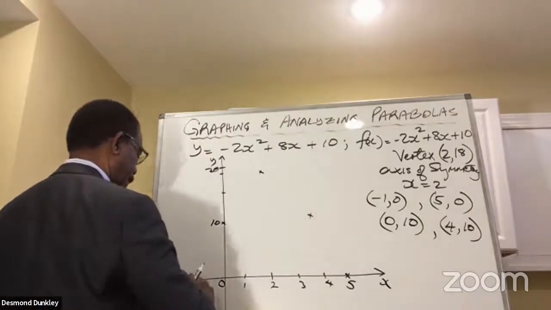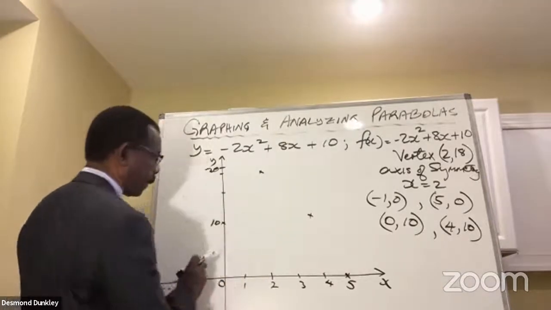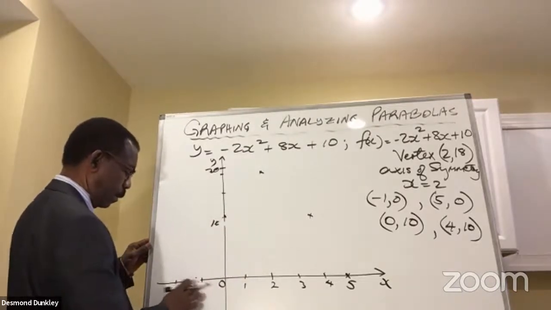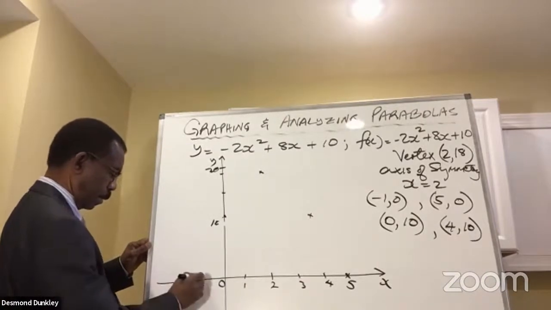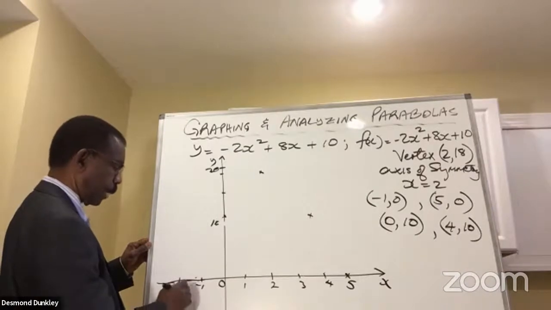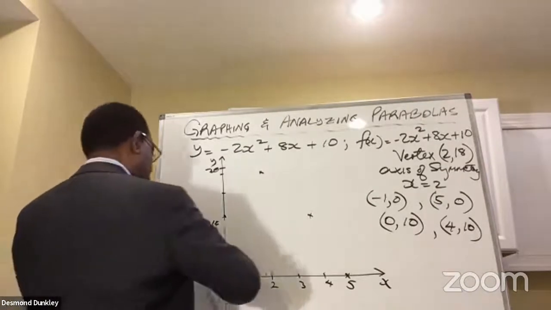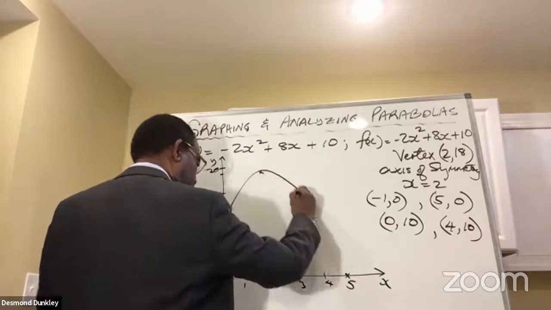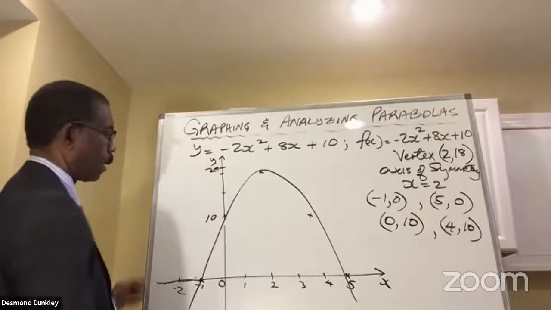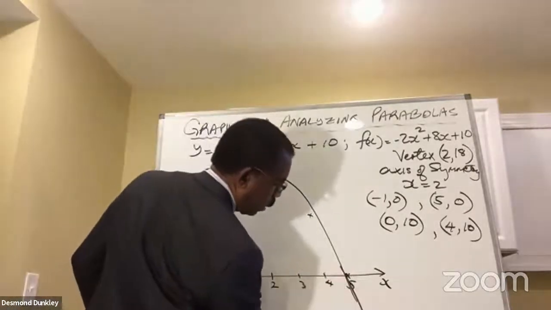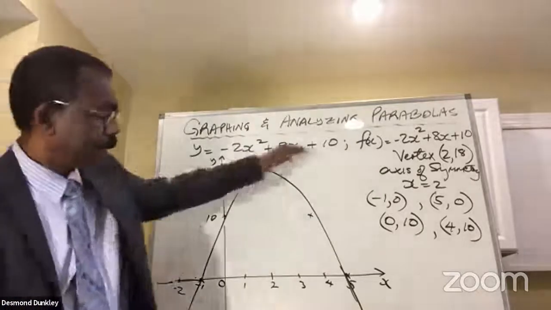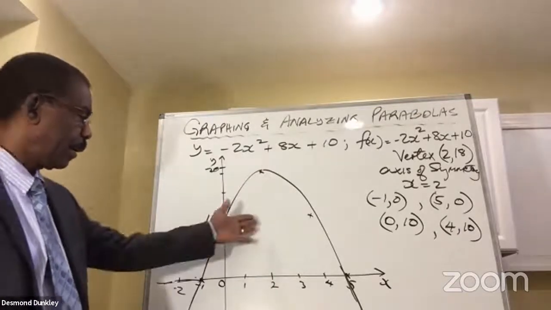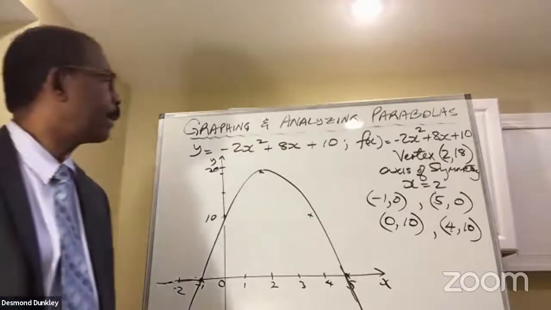Okay, so this is a little bit off, just a little bit off. This should be negative. Good. So the graph opens downwards, and the vertex is here, which is a maximum. That is the graph of -2x squared plus 8x plus 10.